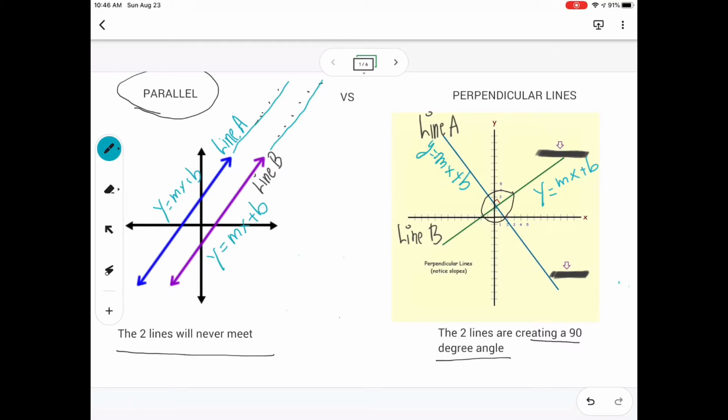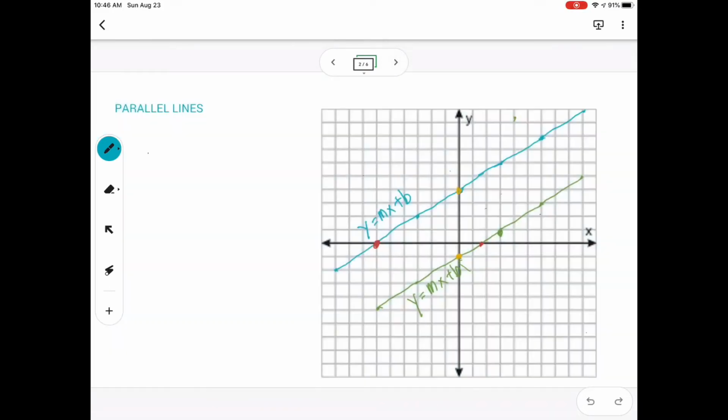So we're going to go deeper into each type of line. The first one is parallel lines. As you can see here, these two are parallel lines. Because they will never meet, that means they will never share the same coordinate. As you see, these two yellow coordinates, this one here is the y-intercept for the blue line, and this one here is the y-intercept for the green line. They will never meet. So that means the first characteristic: their y-intercepts are not the same.